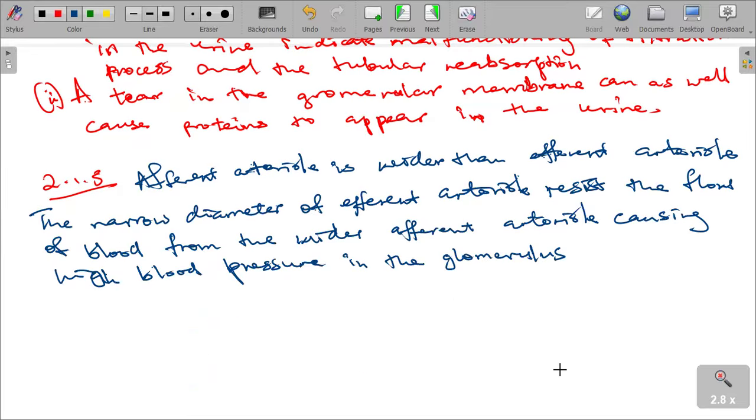We also need to understand that the glomerulus provides large surface area so that more plasma or liquid is able to filter through the endothelium within a short period of time. That is another point that we need to take note of.